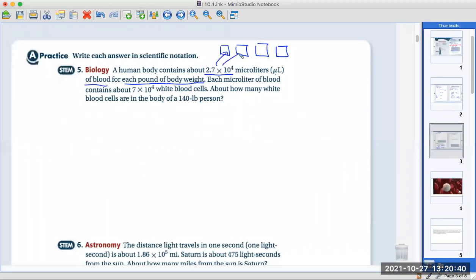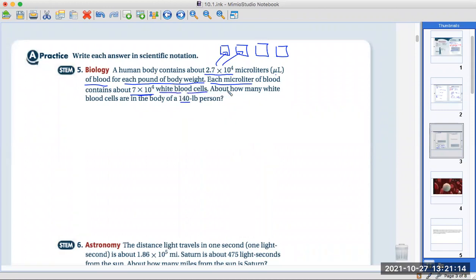Okay, so this goes in here, and this person is 140 pounds, so you really would need 140 of these little squares, and in each one you've got 2.7 times 10 to the power of 4 microliters of blood. Each microliter of blood contains about 7 times 10 to the power of 4 white blood cells. So in each one of these microliters of blood, you have 7 times 10 to the power of 4 white blood cells.